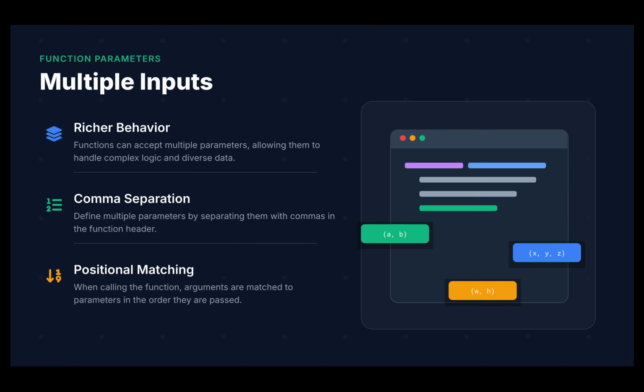Now let's discuss multiple inputs. How do functions take more than one parameter? Multiple parameters allow the function to capture richer behavior and work with more complex situations. Note that parameters are separated by commas and matched positionally when the function is called.